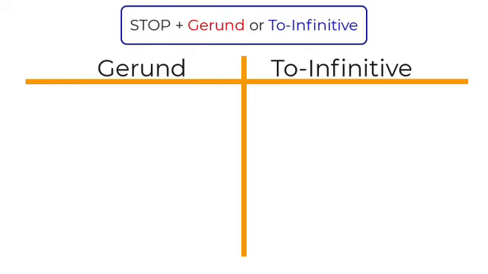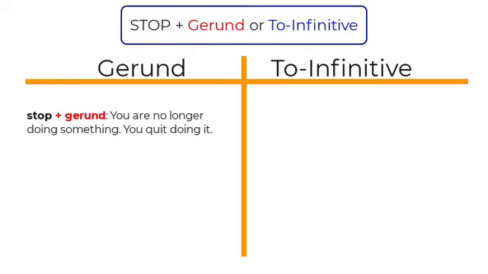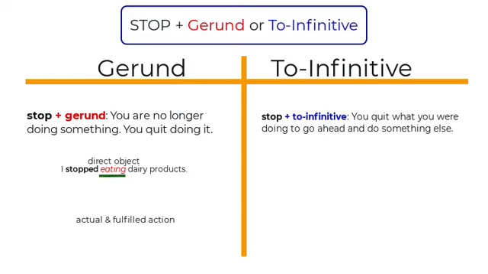And let's look at stop. When you use stop with the gerund, it means that you are no longer doing something. You quit doing it. I stopped eating dairy. But when you use stop with the infinitive, you stopped or you quit what you were doing to go ahead and do something else. When I passed by the supermarket, I stopped to pick up some vegan yogurt.